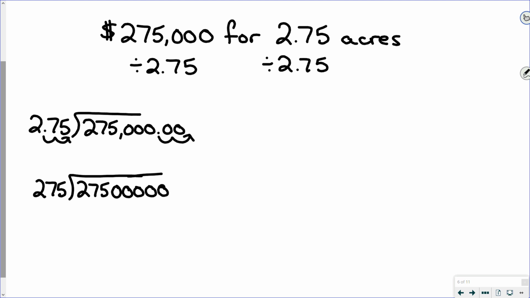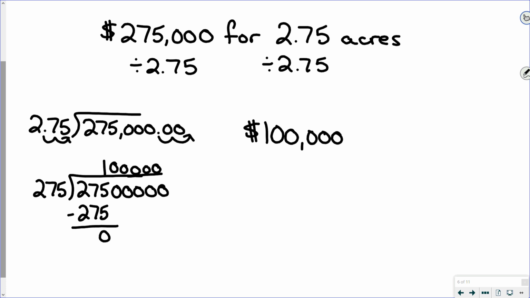Well, 275 goes into 275 once. We get 0, and then we bring these 5 zeros up. So we get an answer of $100,000 per acre.